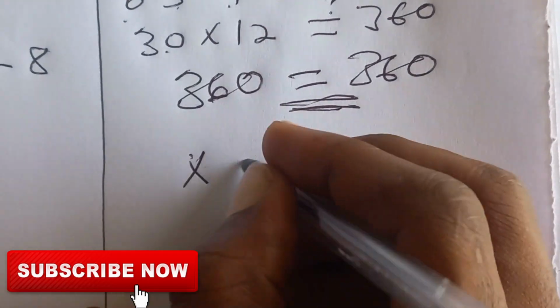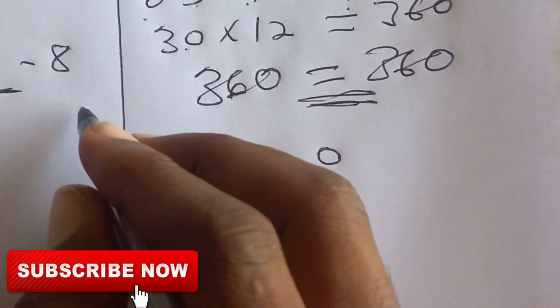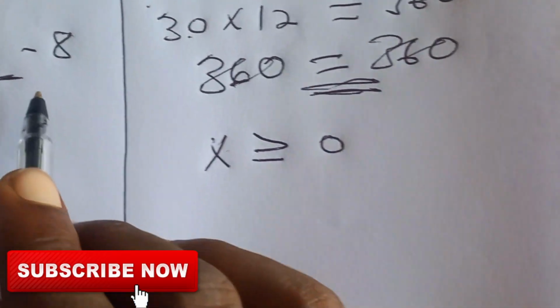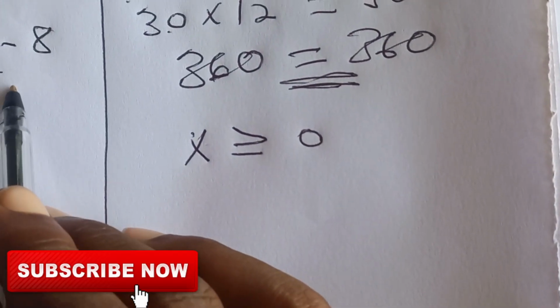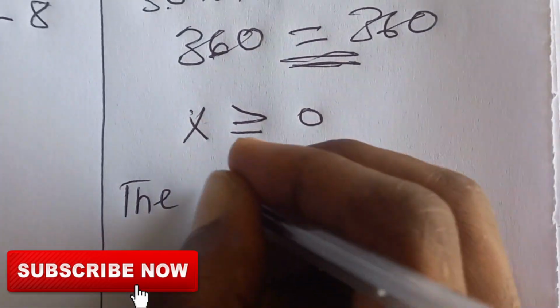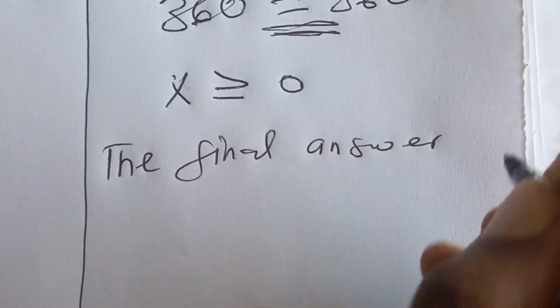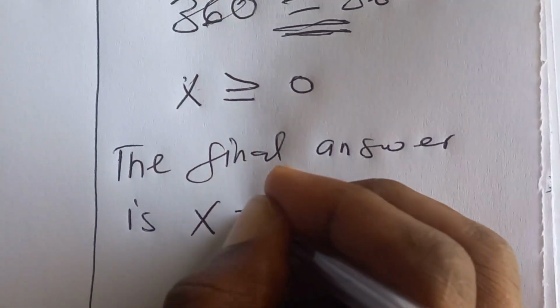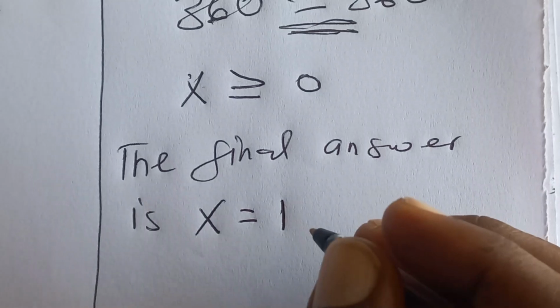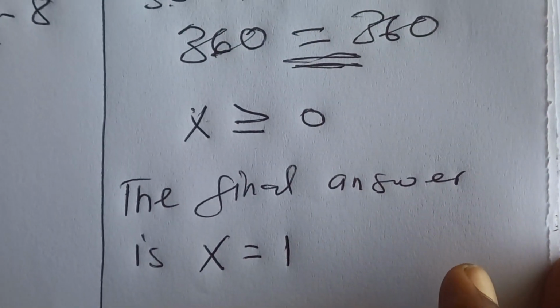x should be greater than or equal to 0. And with this, you can see that x is less than 0. So it means that the solution, the final answer, is x is equal to 1, because negative 8 cannot be the answer for x.